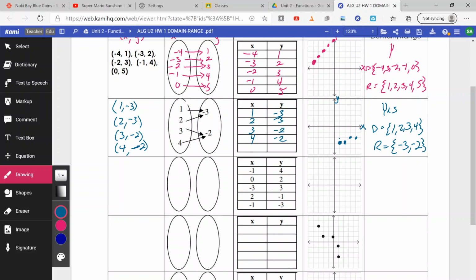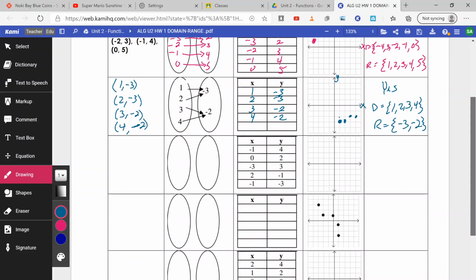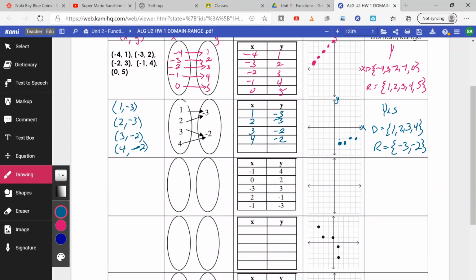So in this case, I'll do this one because it's probably the last one. I'll do the last one. So x values, I see x values of -1, 0, -3, 2, and yes, we have -1 down here at the bottom, but I already put it over here in the mapping. I don't have to repeat myself, so I'm only going to put it once.